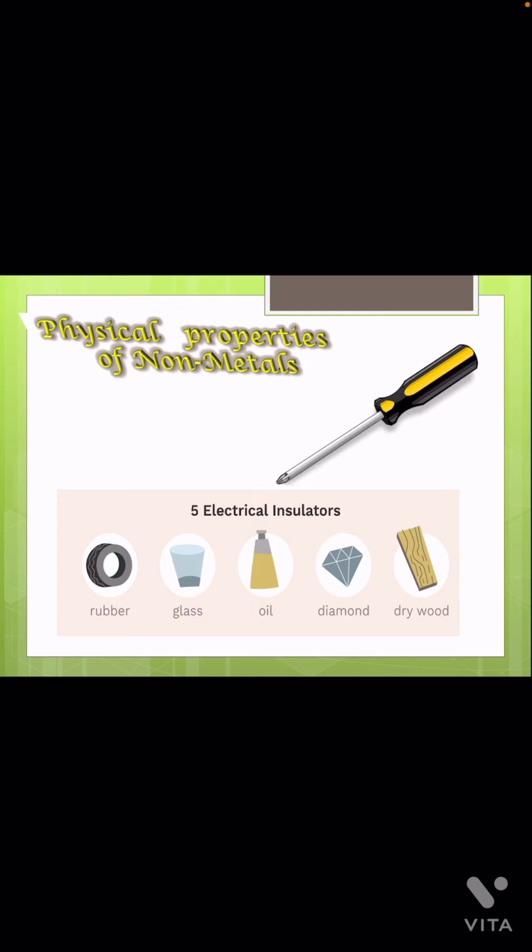The screwdriver used by electricians has a plastic or wooden handle. Can you guess why? Because the front portion of the screwdriver is made of iron, which is a good conductor of heat and electricity. So to prevent electric shock, the handles are made of non-metals such as wood and plastic. They are insulators.